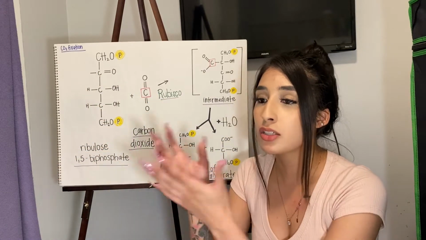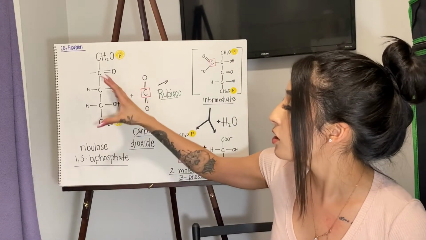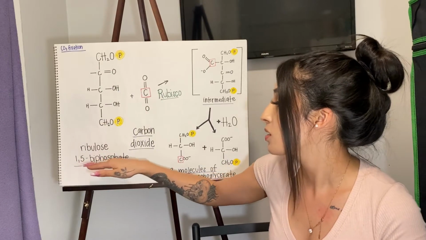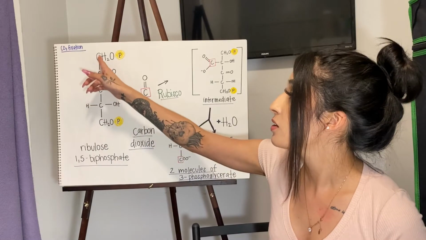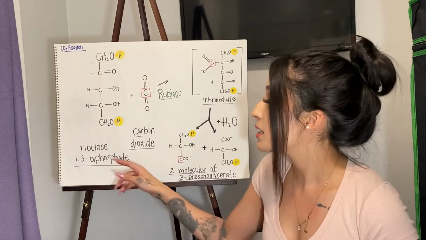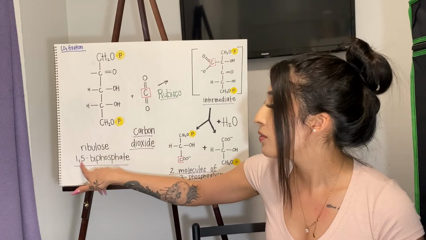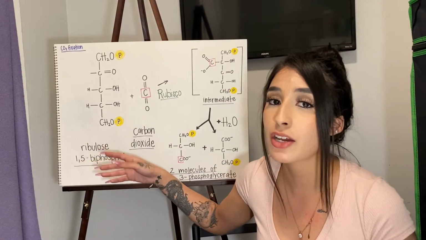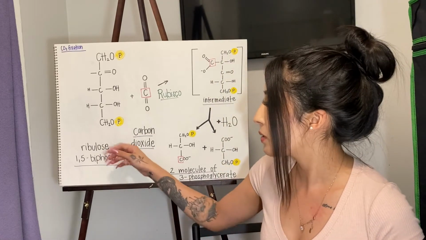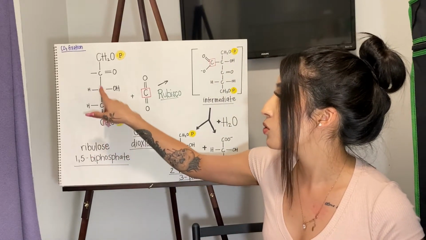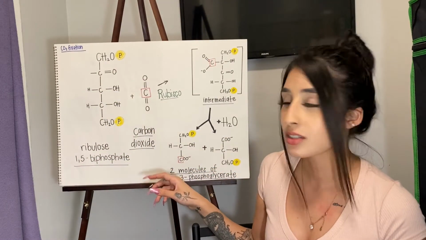There is going to be a molecule that accepts the carbon dioxide in this fixation. That molecule itself would be ribulose 1,5-biphosphate. It has 5 carbons here, and it says biphosphate, which means it has 2 phosphates. 1,5 denotes the actual carbon on that molecule that the phosphate is attached to. So we have the 1 carbon, 2, 3, 4, 5. So 1 and 5 both have the phosphates attached.